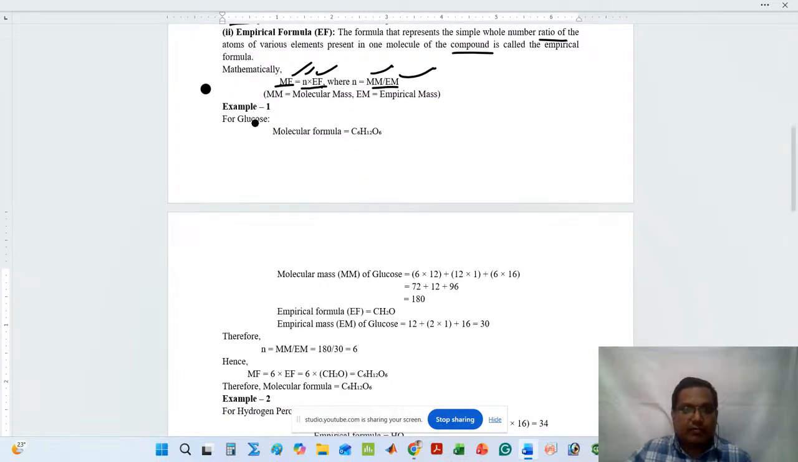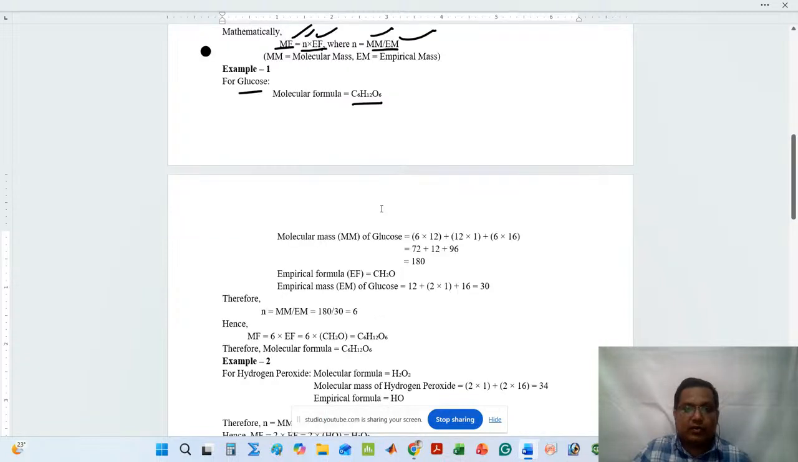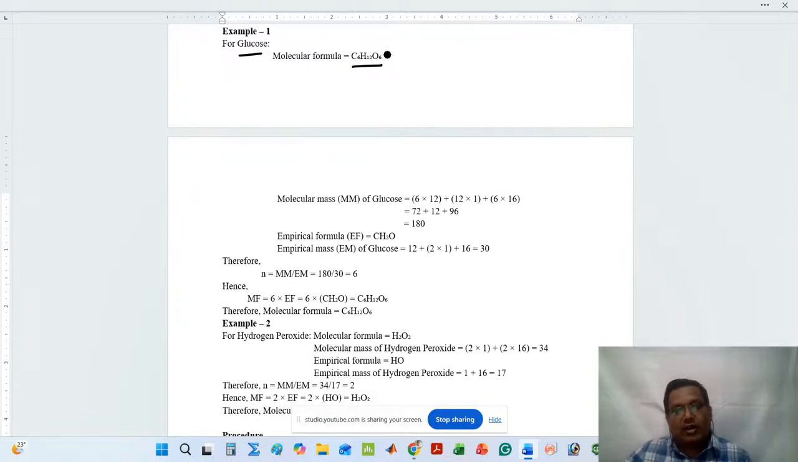We know that the molecular formula of glucose is C6H12O6. So here I can find the molecular mass of glucose like this. Since 6 carbon atoms are present, I can write 6 into 12. Since 12 hydrogen atoms are present, I can write 12 into 1. Since 6 oxygen atoms are present, I can write 6 into 16. That means totally I can find the molecular mass of glucose is 180.